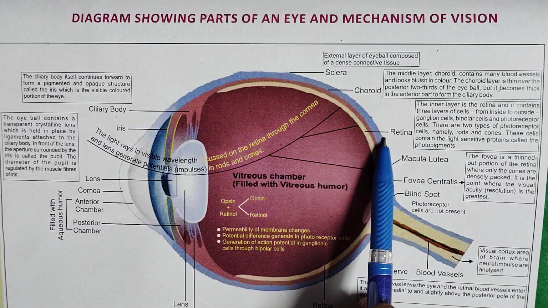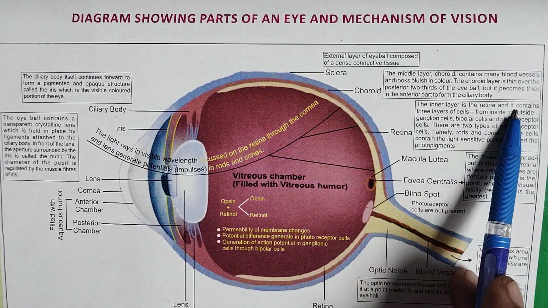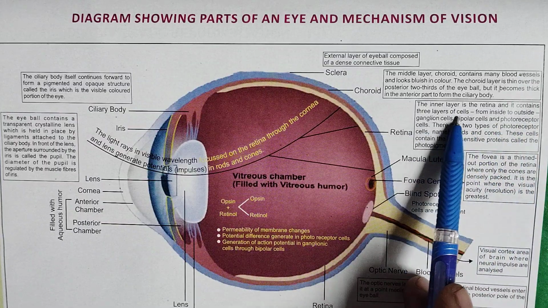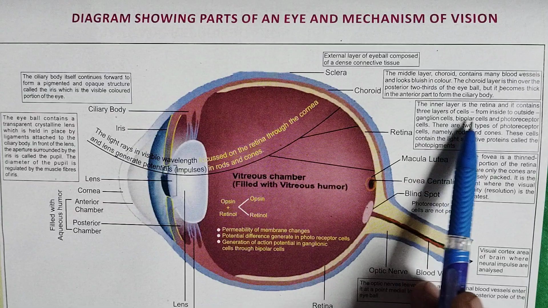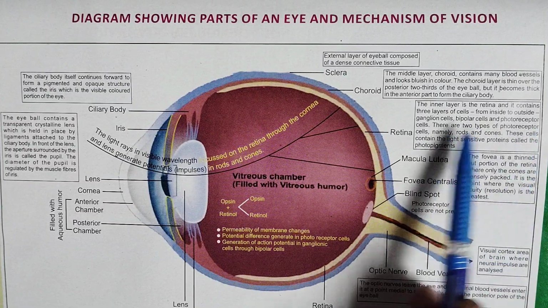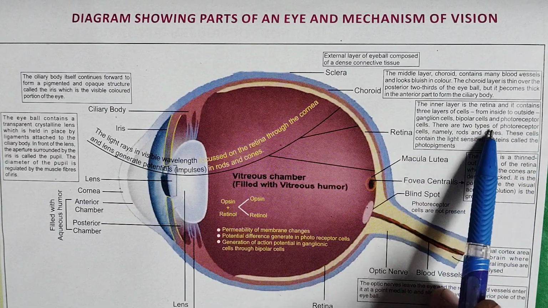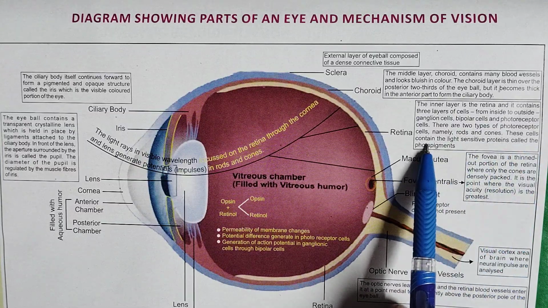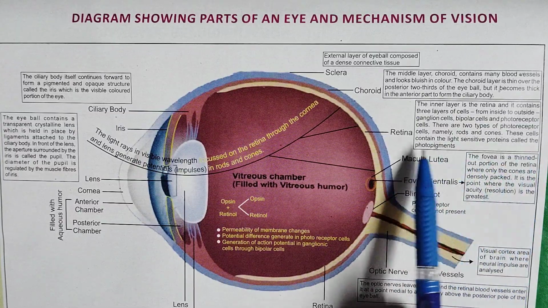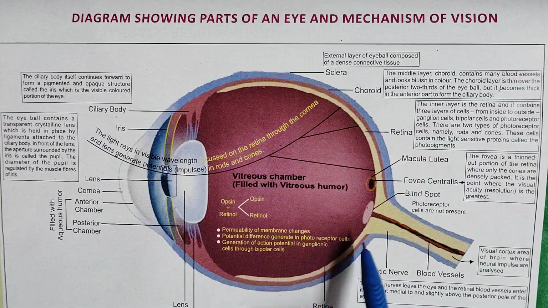Next is the retina. The inner layer is the retina, and it contains three layers of cells from inside to outside: ganglion cell, bipolar cell, and photoreceptor cells. There are two types of photoreceptor cells, namely rods and cones. These cells contain the light sensitive protein called photopigments.